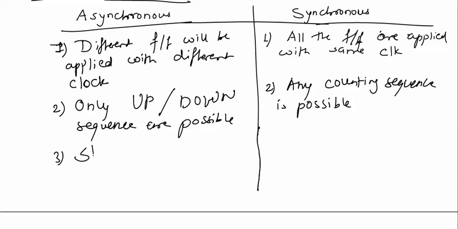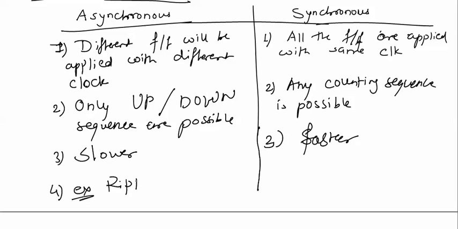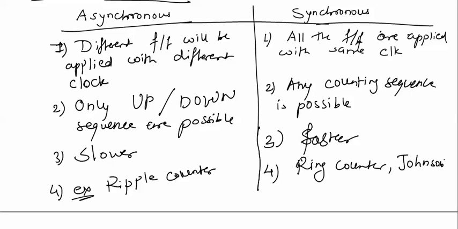These asynchronous counters are slower as compared to synchronous counters. These synchronous counters are faster in operation. Example for asynchronous counter is a ripple counter. Example for synchronous counter is a ring counter, Johnson's counter. These are the examples for synchronous counter.